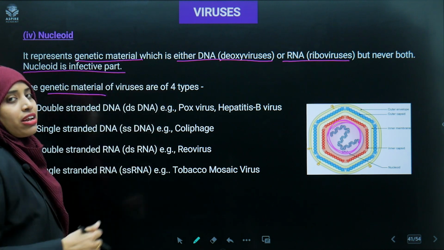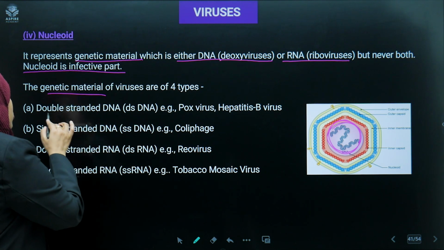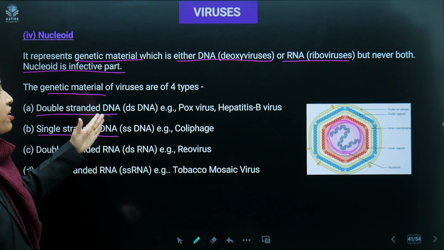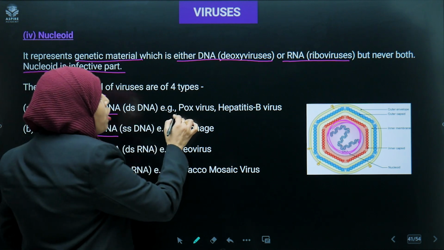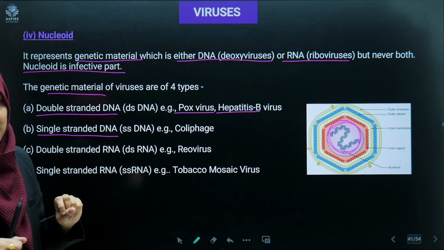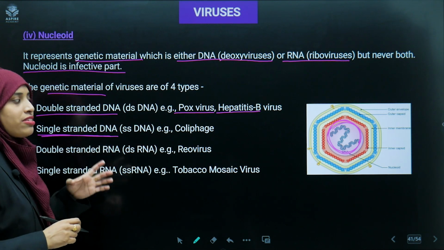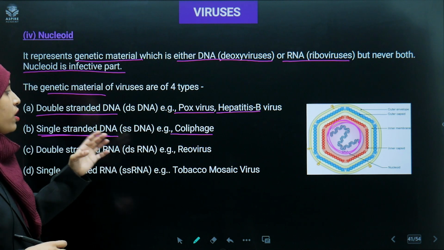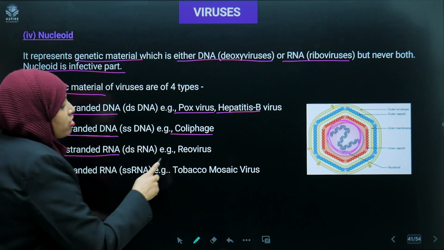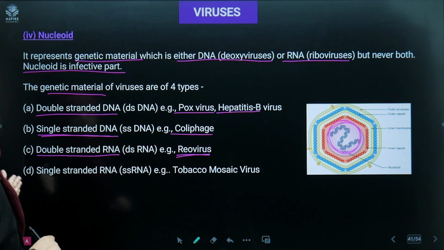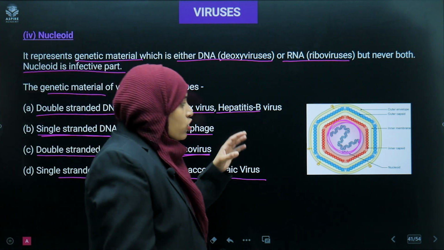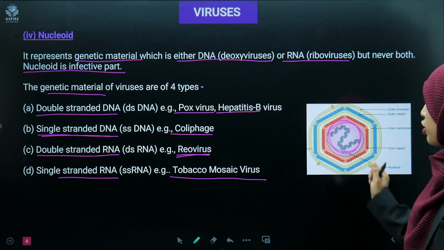So the genetic material of the virus can be of 4 different types. Double stranded DNA is possible, and single stranded DNA is also possible. Double stranded DNA is found in which virus? That is pox virus and hepatitis B virus. In pox and hepatitis B, double stranded DNA is present. Single stranded DNA is present in coliphage virus. Now next comes double stranded RNA. Double stranded RNA genetic material is present in reovirus. Now single stranded RNA is present in tobacco mosaic virus. TMV has a single strand. So these are the common things about the nucleoid, the different types of nucleoid.